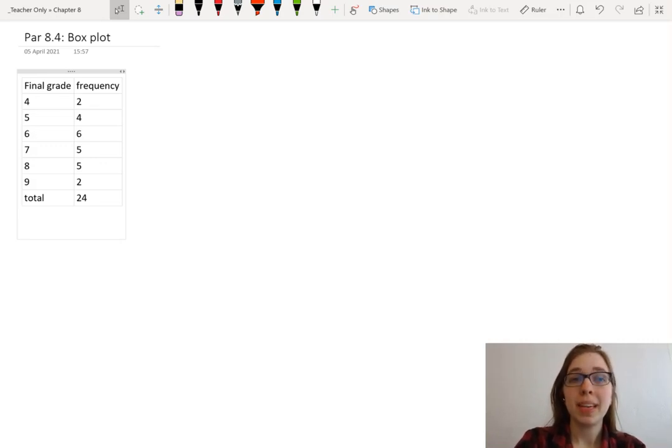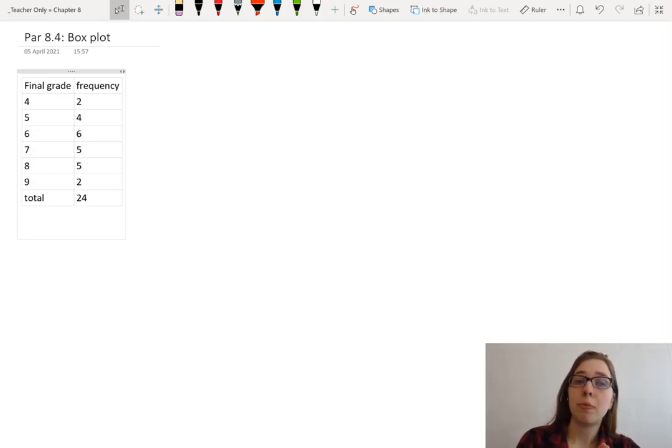Hello everyone. In the last video we had a look at measures of spread and there we saw the concept of quartiles and interquartile range. In this video we're going to have a look at how we can make a graph, a chart for these quartiles, which is going to be called a box plot.